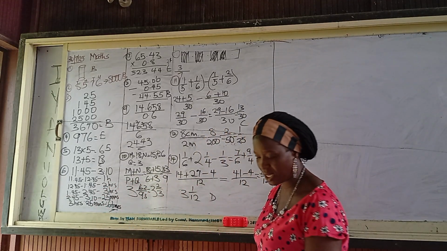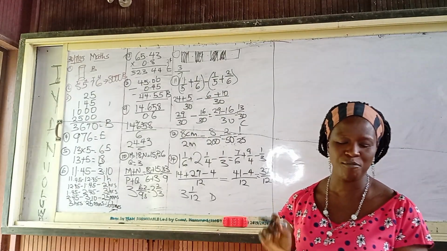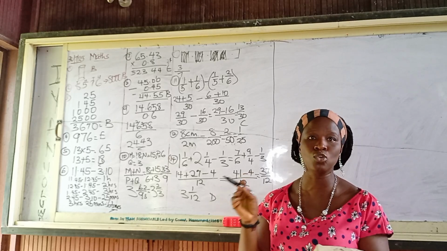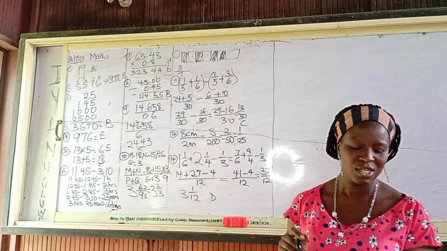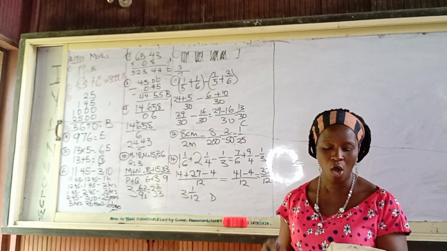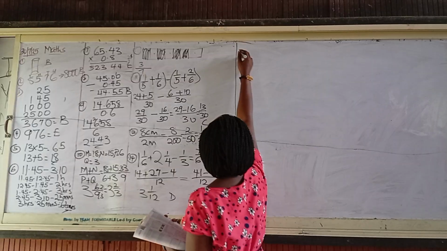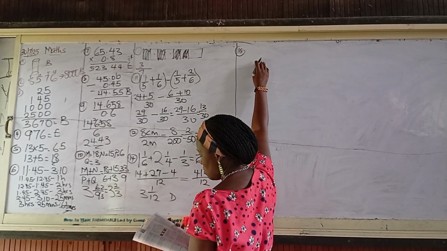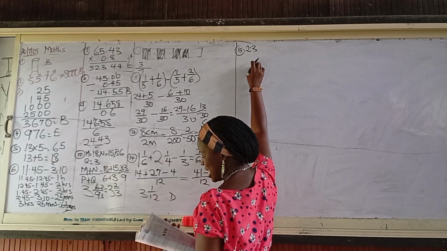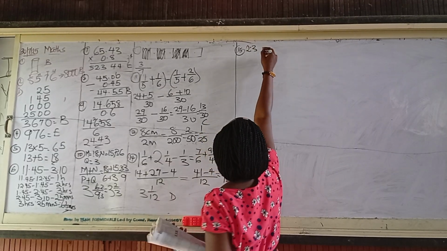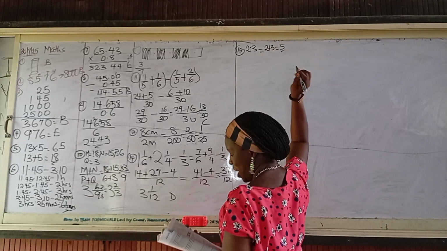Number 15 question says, in a class of 30 pupils, the ratio of the number of boys to the number of girls is 2:3. How many boys should be added to the class to make an equal number of boys and girls? So they said boys there is number 15. We have the ratio 2:3, and the boys there is what? So the first thing to do now is 2 plus 3, which is equal to 5.